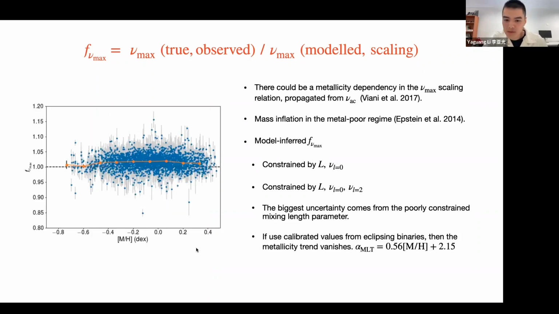So how do we solve this problem? We don't know the exact values of these mixing length parameters previously. But if we can just use the calibrated mixing length parameters from eclipsing binaries, for example, then we can pretty much see that this metallicity trend vanishes. To conclude, I think we can safely say that no metallicity dependency of the F nu max correction factor is found within the current observational precision.